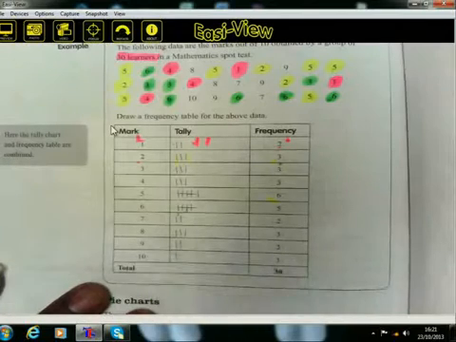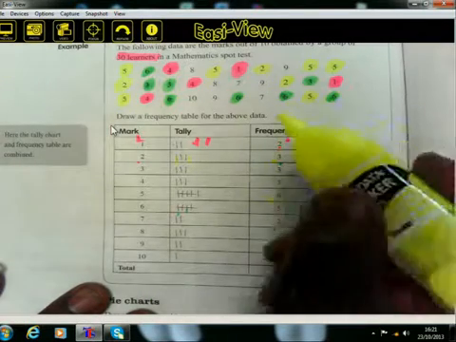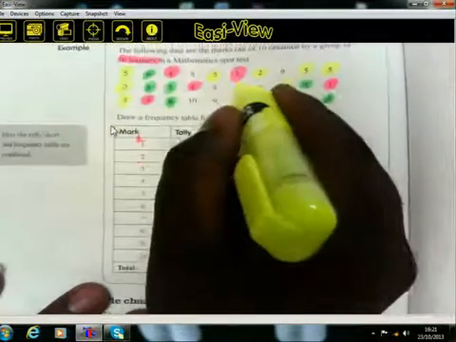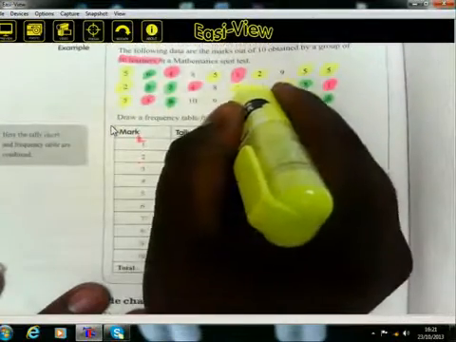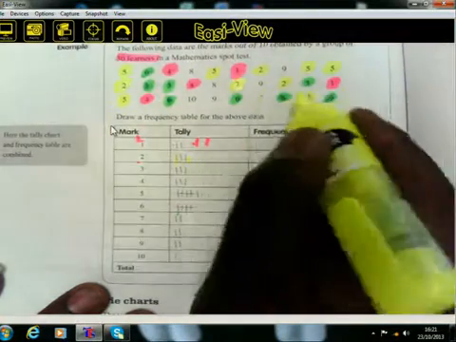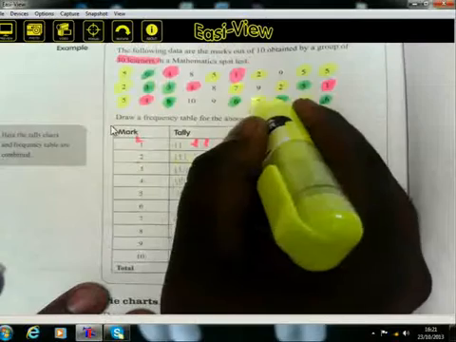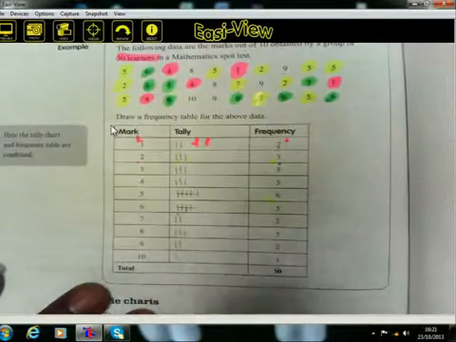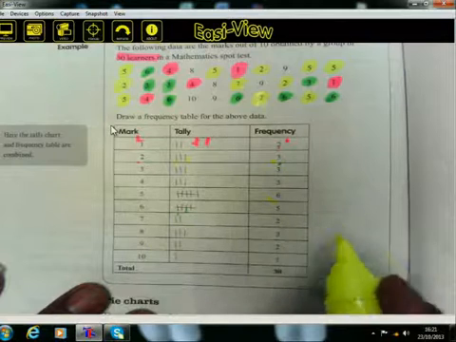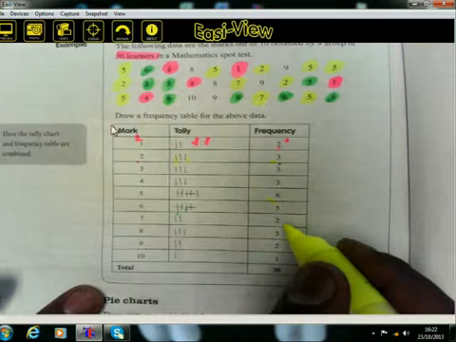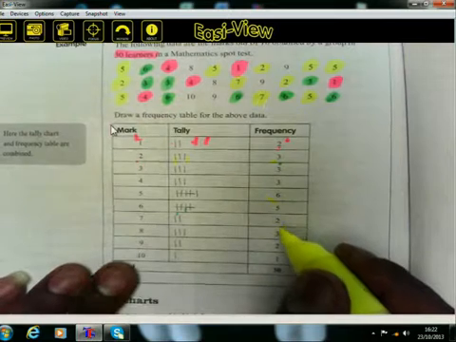Now let's check 7s. How many 7s are we having? First row, nothing. Second row, it's 1. And third row, it's 2. That means it's 1, 2. That means we're having 2, 2, 7. Now, we go to 8.